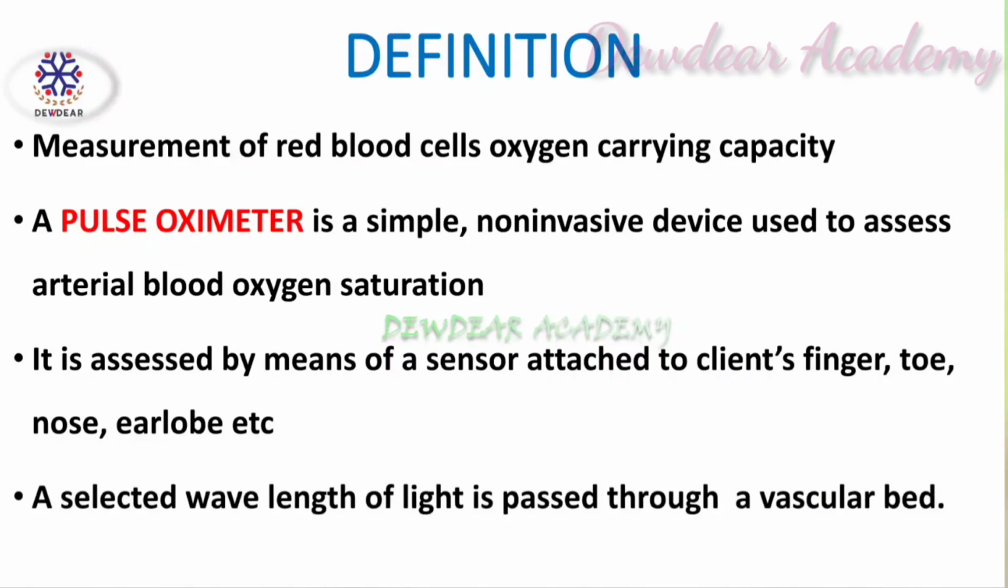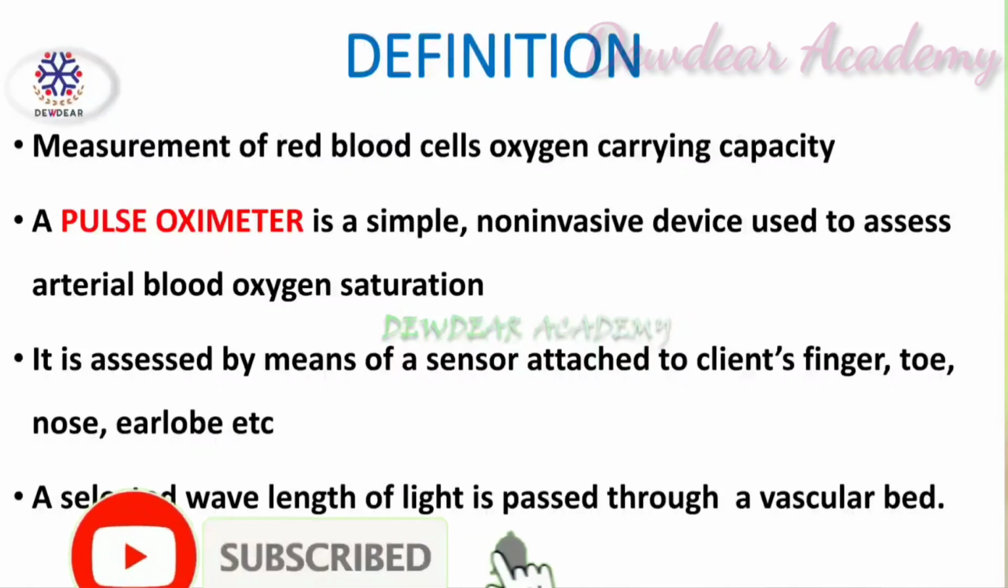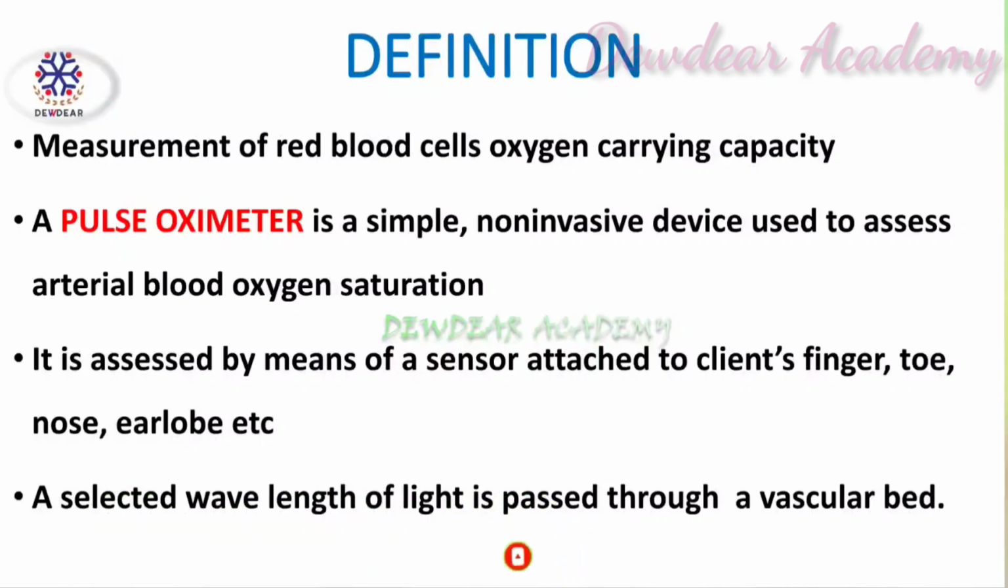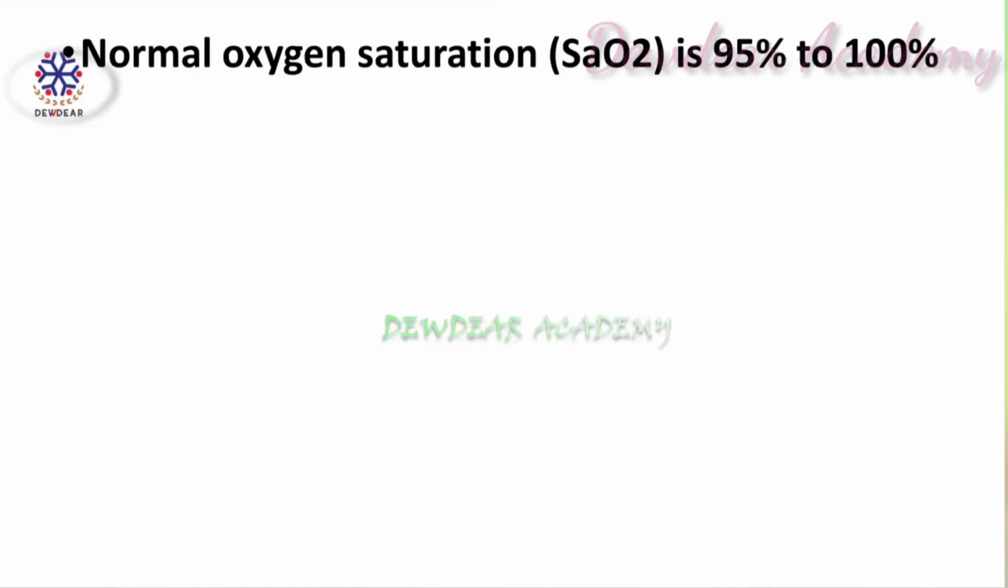So pulse oximetry is a small lightweight device which is used to monitor the amount of oxygen carried in the body. And it is a non-invasive, painless test that measures the oxygen saturation level in the blood. That is, the sensor device is placed on a thin part of patient's body and the device passes the wavelength of light through the body part to a photodetector and thus assesses the level of oxygen saturation. And the normal oxygen saturation is 95% to 100%.